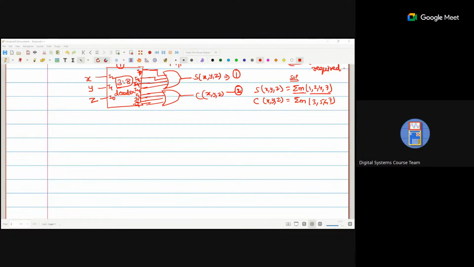The total number of NAND gates required to implement a 4 cross 1 mux, assuming NAND gates of any number of inputs are available, complement inputs are not available.